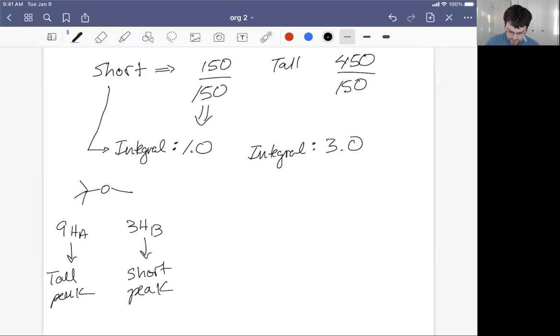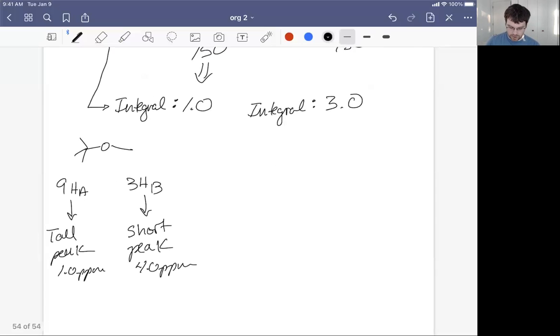Now the tall peak was at 1.0 parts per million, and the short peak was at 4.0 parts per million. We can also gain some insight because this short peak, this CH3 directly attached to oxygen, all of these H's are in a chemical environment that's closer to an electronegative oxygen atom.